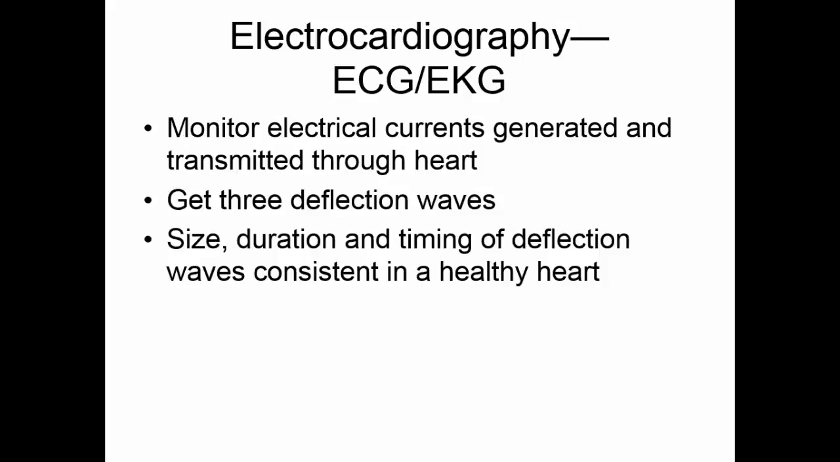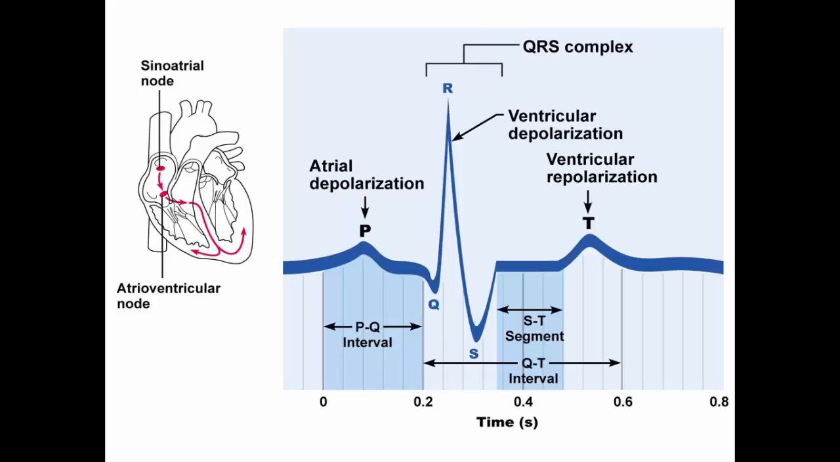The size, duration, and timing of these waves are very consistent in a healthy heart. If they change, it can indicate that there is a problem with the conduction system of the heart. As we look at an EKG tracing, we have the P wave, the QRS complex, and the T wave. We can also break down into certain intervals and segments, but we're only interested in the waves right now.